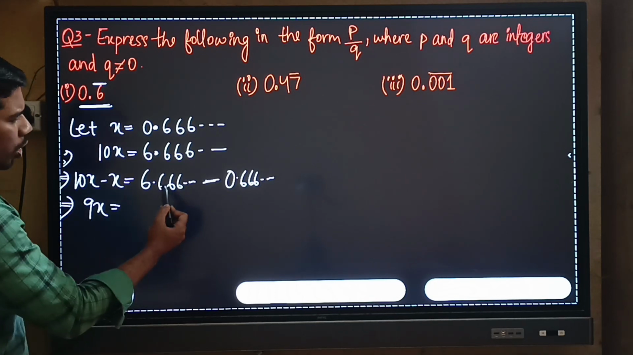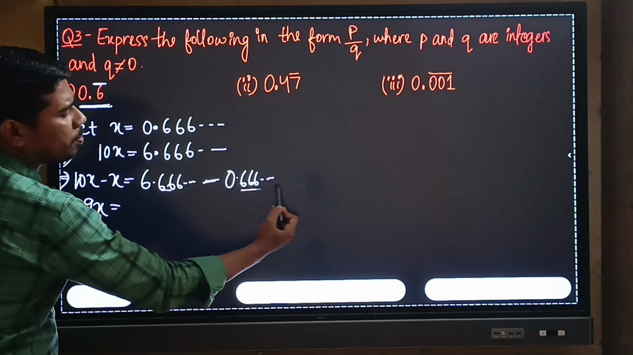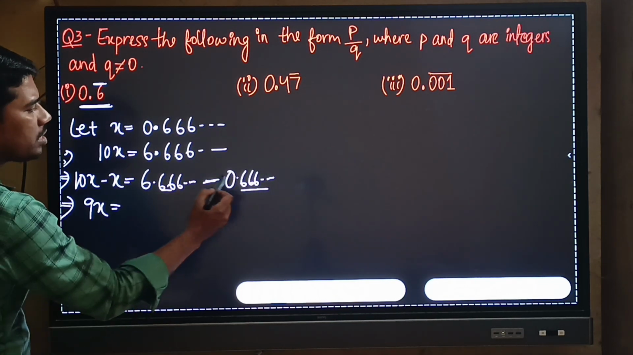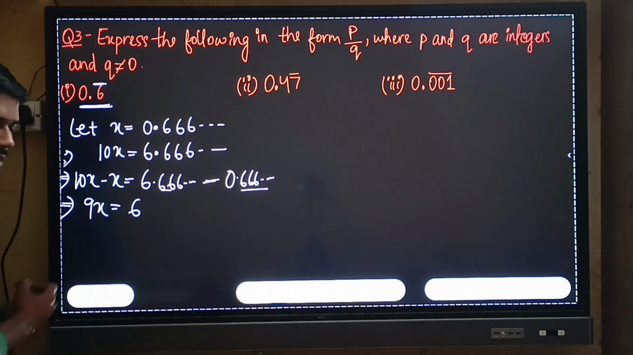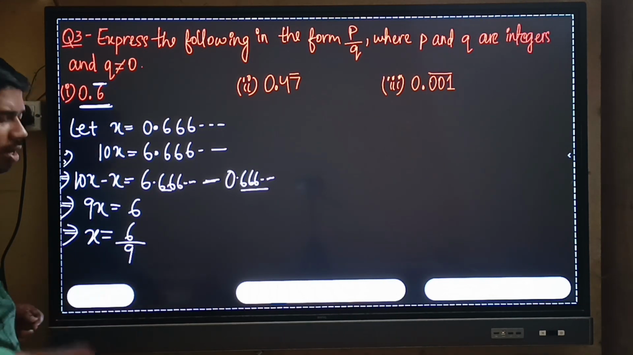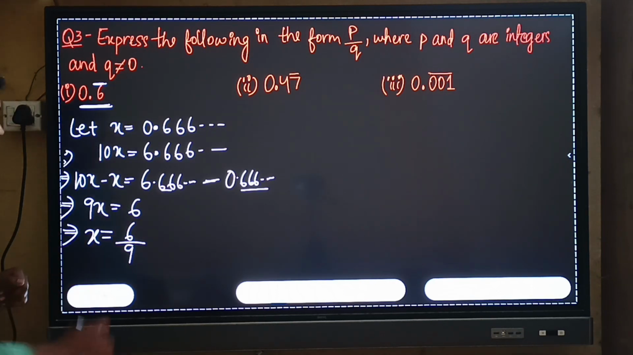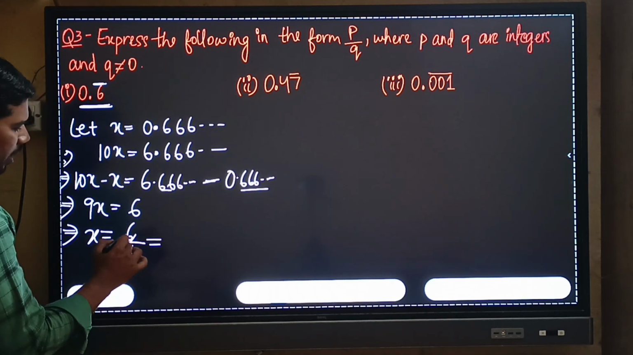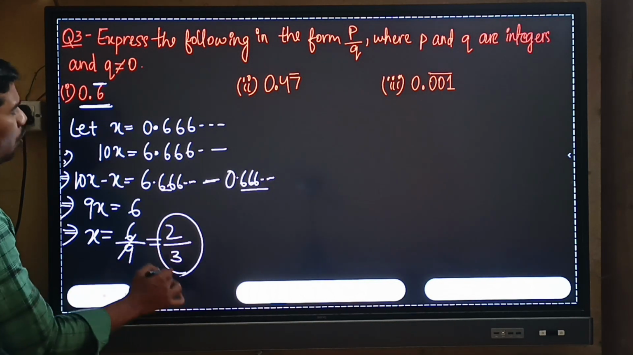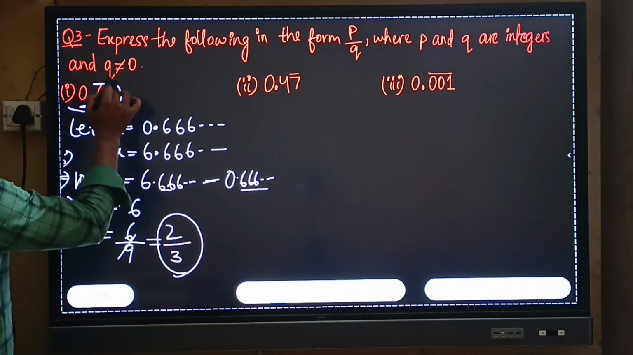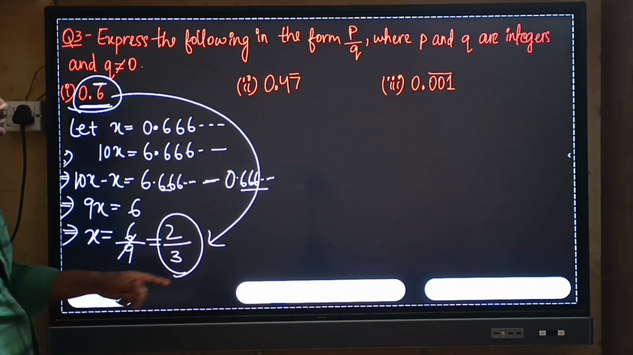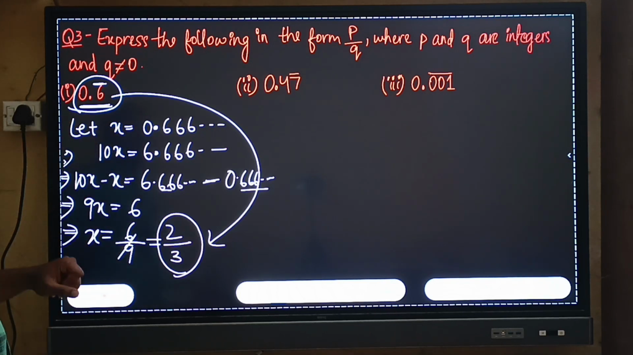Okay, 10x minus x, the result is what? 9x is equal to, after the point 666 minus after the point 666, it will subtract and be 0. Then 6 minus 0, the result is 6. Now x equals 6 upon 9. If we divide by 3, 3 into 6 is 2, 3 into 9 is 3. So the value of 0.6 bar on 6, the answer will be 2 by 3. That is the fraction form of this.